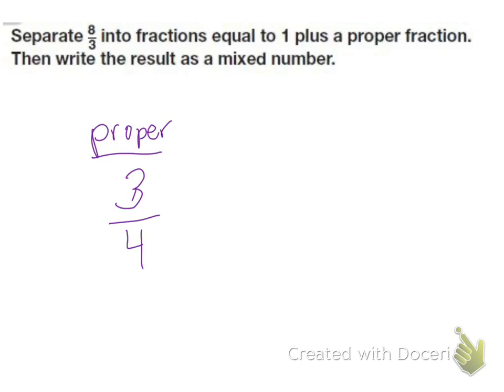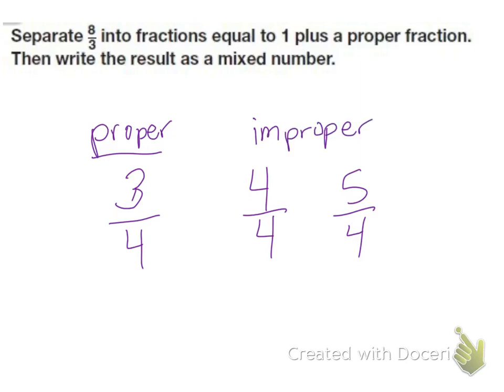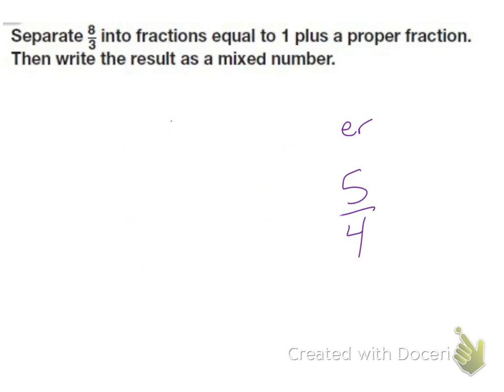A fraction that is equal to or greater than 1 is called an improper fraction. For example, 4/4 and 5/4 would be considered improper fractions. Okay? So improper fractions can be changed to either a whole number or a mixed number. So in my problem here, we have separate 8/3 into fractions equal to 1 plus a proper fraction. Then write the result as a mixed number.